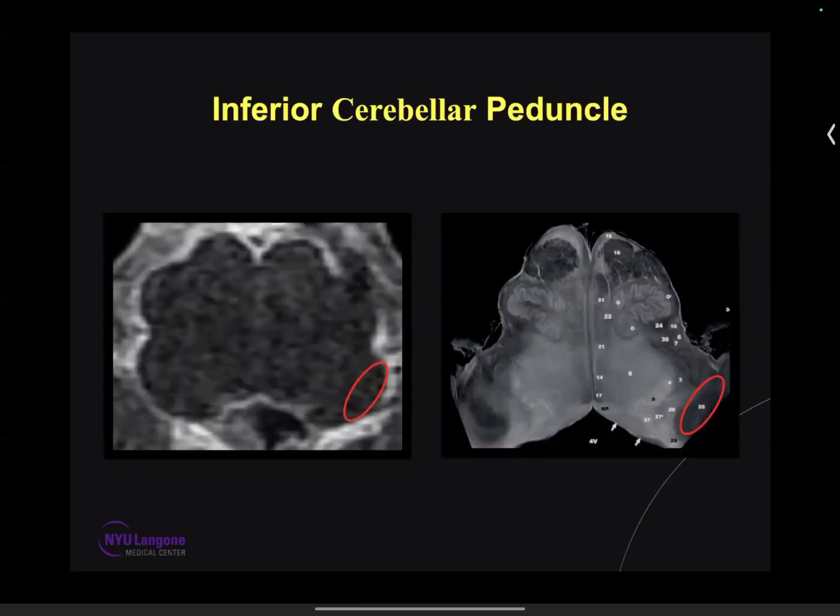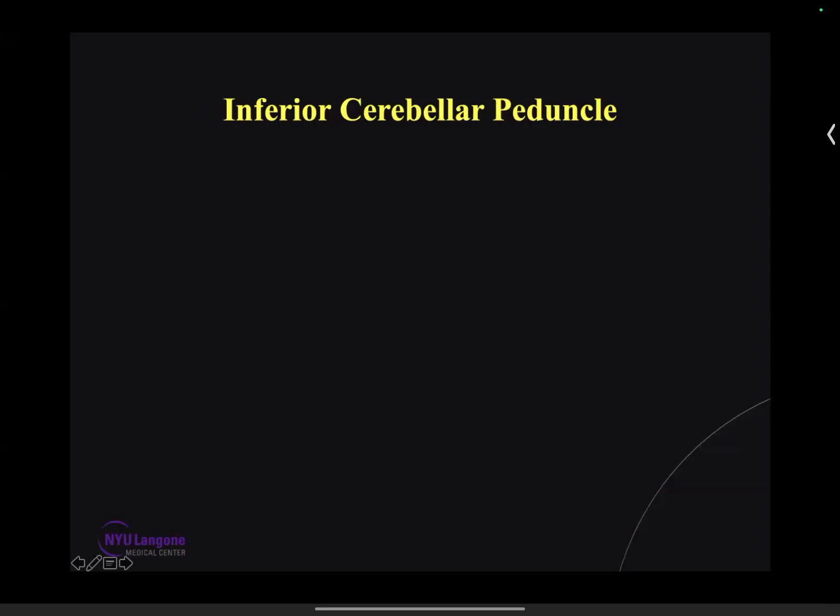But where is this tumor located? This tumor is located exactly where the inferior cerebellar peduncle is. Again, 9.4 Tesla images of the medulla. You can see the medullary pyramid, the inferior olivary nucleus, and that's the bump, the posterolateral bump of this medulla is called the inferior cerebellar peduncle, which brings in information from the spinal cord into the cerebellum, right?